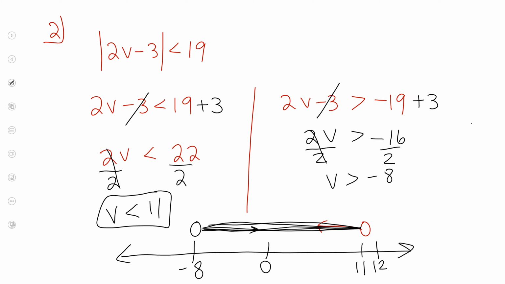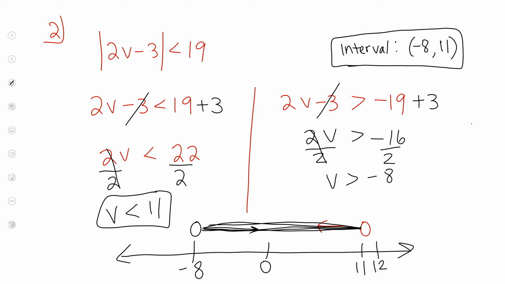Now, if you want to do the interval form, to do the interval, always start on the left. What number is on the left? Negative 8. It's an open circle, so it'll be a parenthesis. What number is on the right? 11, and that's an open circle, so a parenthesis. So that is how you do the interval.